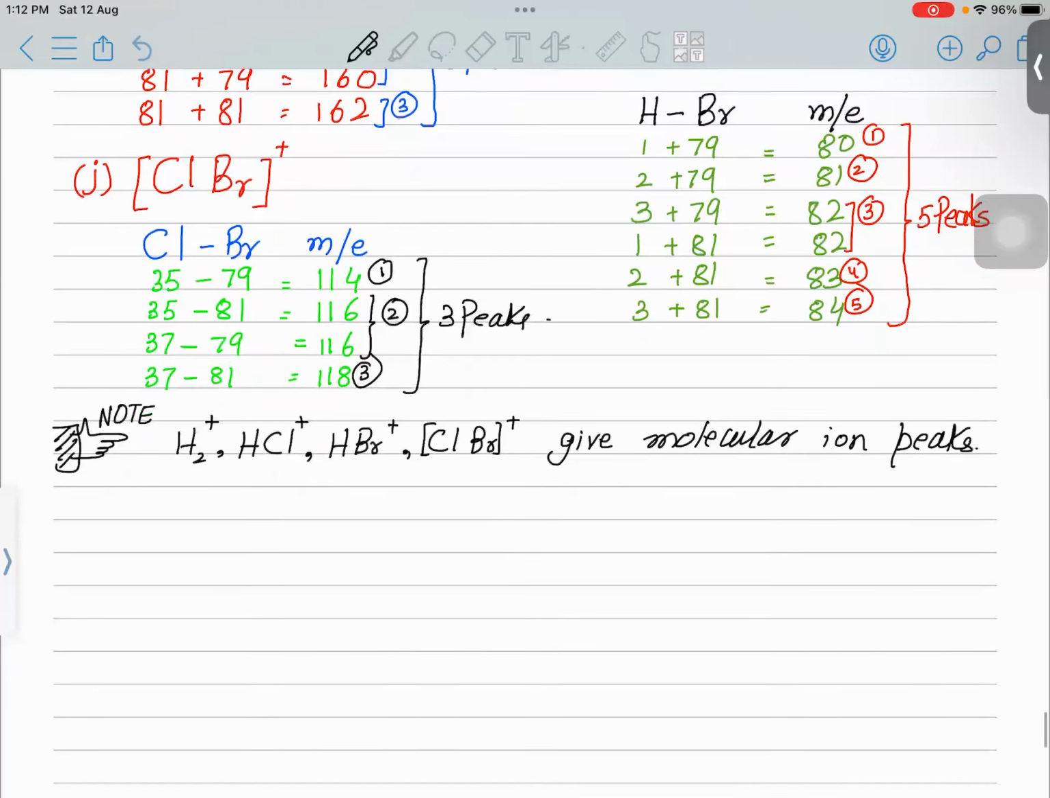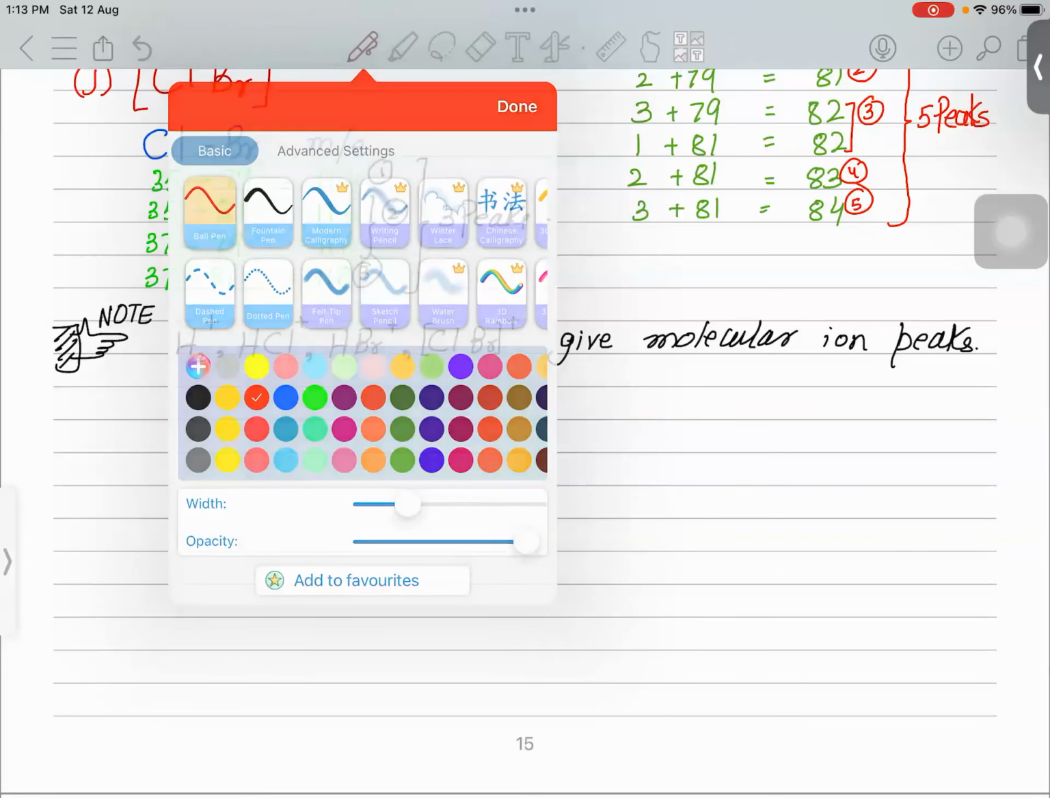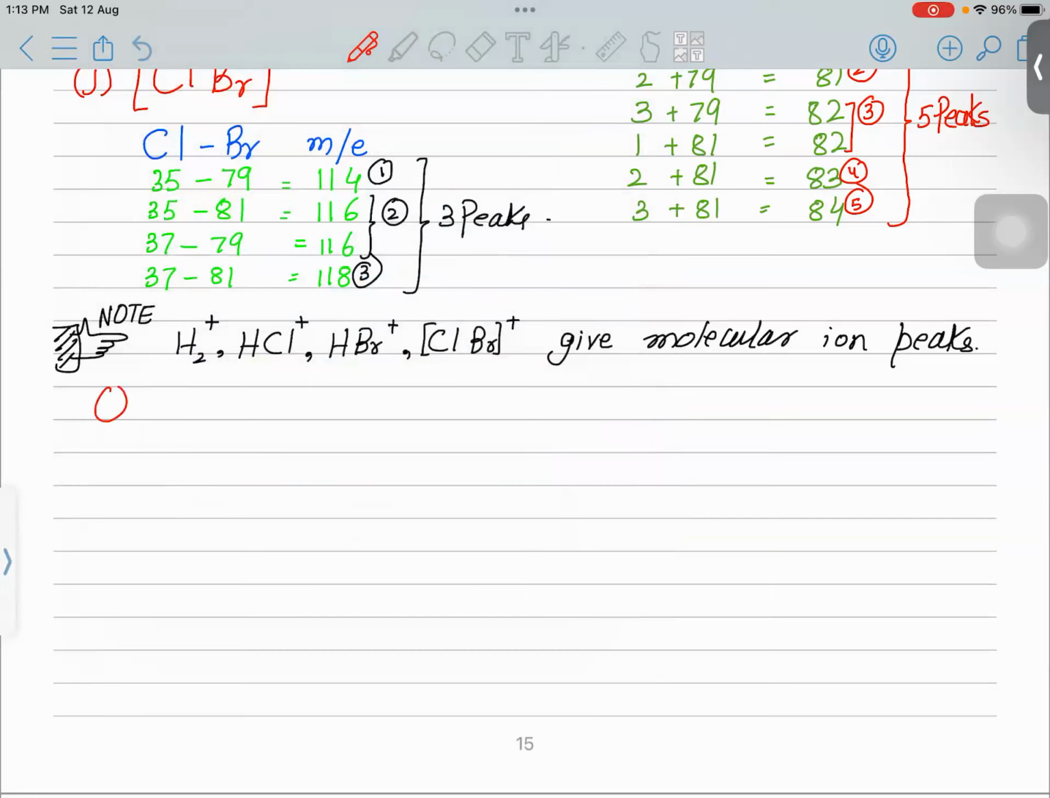Any question regarding these number of peaks? No question, sir. Everything is clear? Yes, sir. Now, beta, next question.